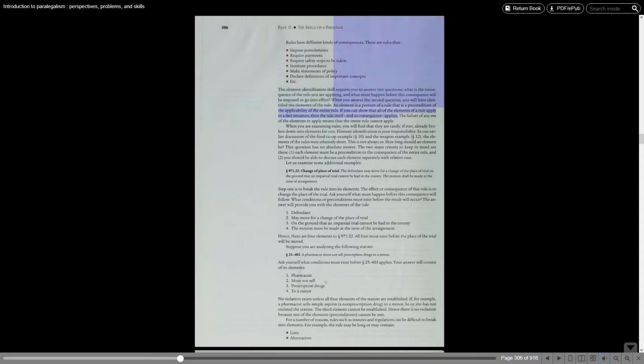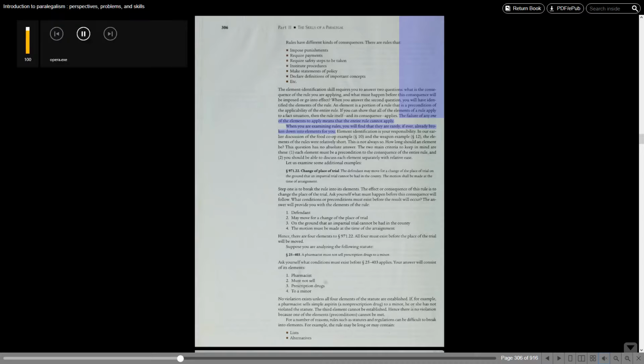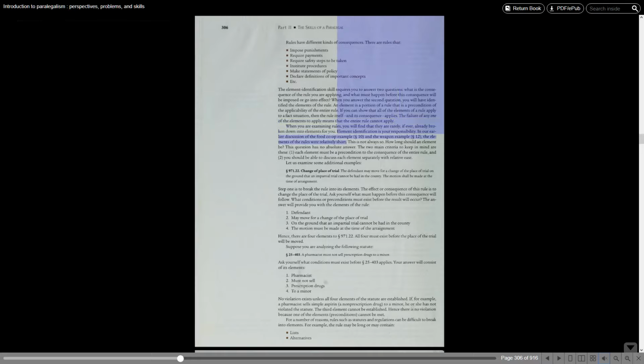An element is a portion of a rule that is a precondition of the applicability of the entire rule. If you can show that all of the elements of a rule apply to a fact situation, then the rule itself and its consequence applies. The failure of any one of the elements to apply means that the entire rule cannot apply. When you are examining rules, you will find that they are rarely, if ever, already broken down into elements for you. Element identification is your responsibility.